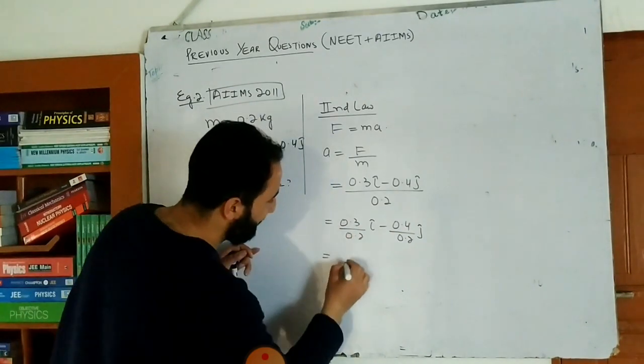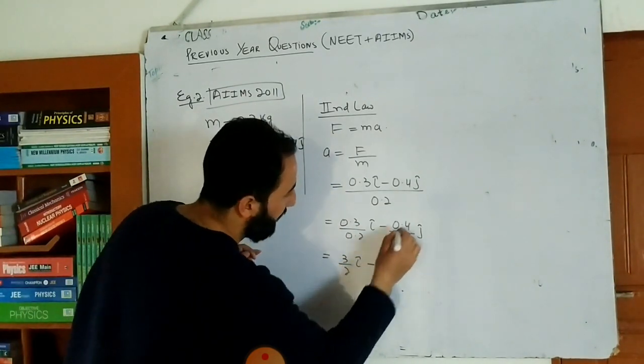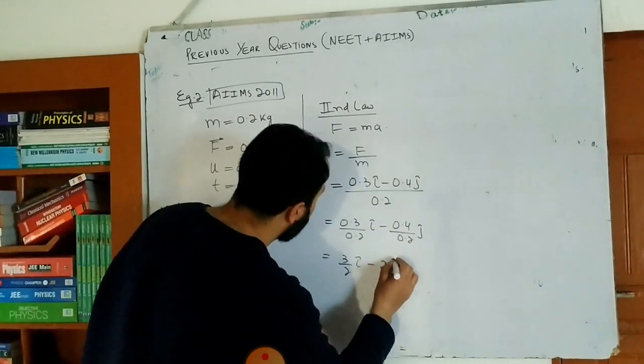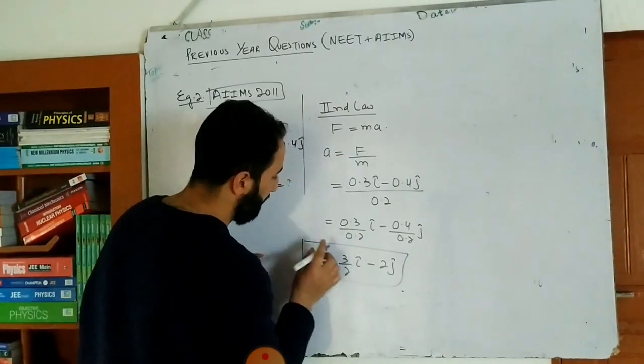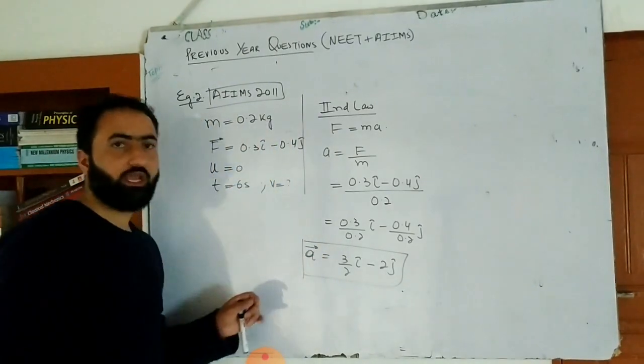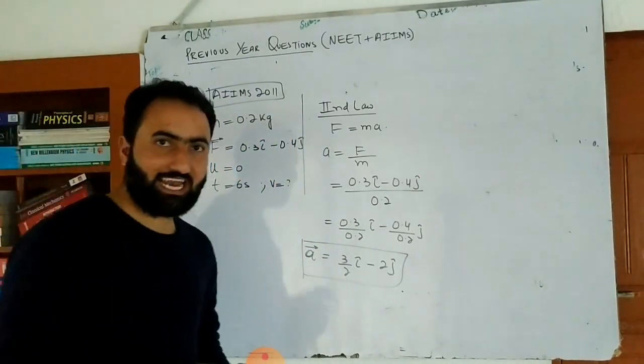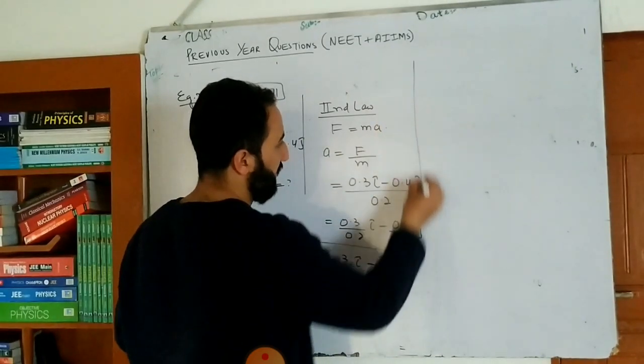Or you can write it like this: 3 by 2 i kgf minus 4 by 2, that's 2 j kgf. So this is the value of the acceleration, isn't it? So here we got the acceleration from Newton's second law of motion. Okay, but we have to calculate the velocity of the particle at the end of 2 seconds. So let's use the equation of motion.